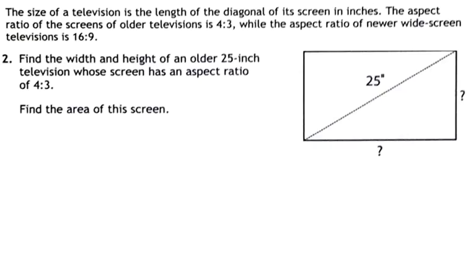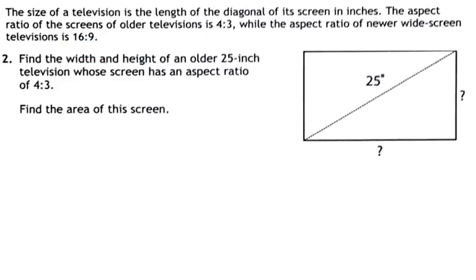So now we go on and we try to find the measurements of the width of the screen and the height of the screen. And here's a few pieces of key information. The aspect ratio of older televisions is 4 to 3. We call that a full screen. And the aspect ratio of the newer widescreen televisions is 16 to 9.